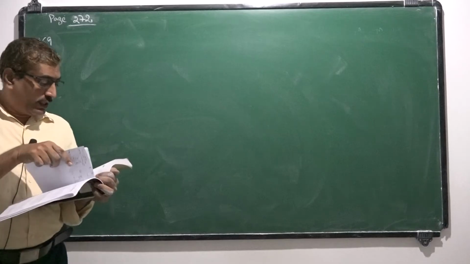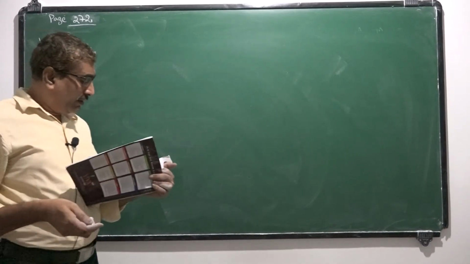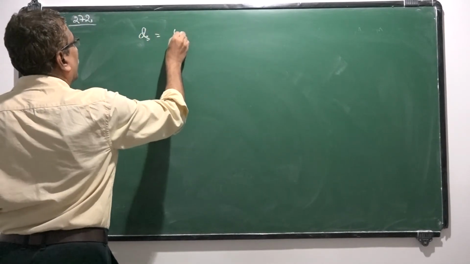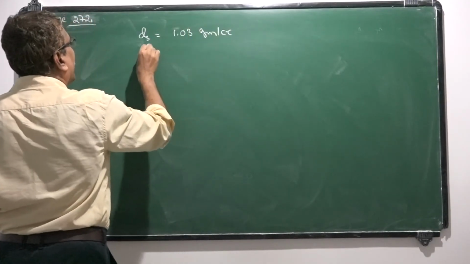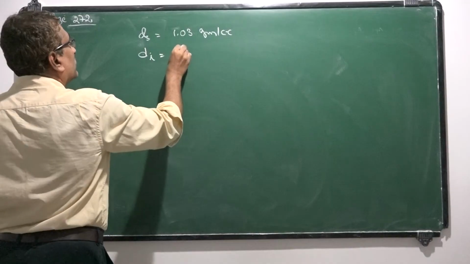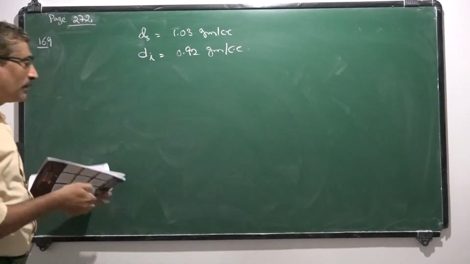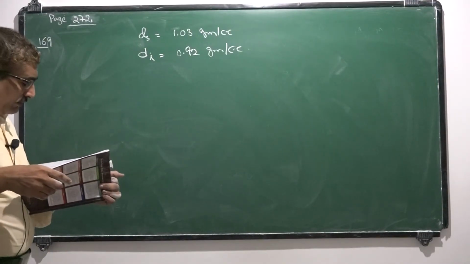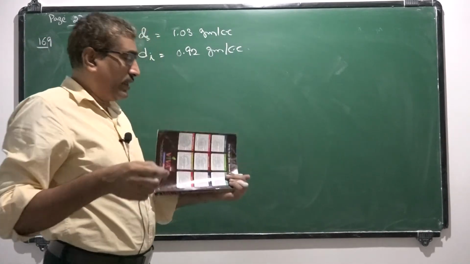Okay. The question is, iceberg is floating partially immersed in seawater of density 1.03. So density of seawater is given as 1.03 gram per cc, and that of ice, d ice, equal to 0.92 gram per cc. This is given. Now we have to calculate the fraction of total volume of iceberg above the level of seawater.